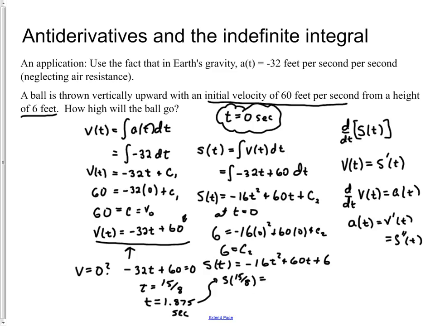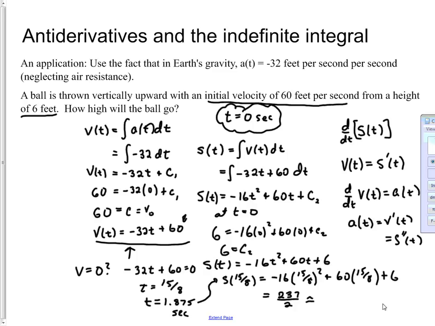So I've done that, and I've worked this one out. By substituting 15/8 into my equation, I found that our ball is going to be as high as 237 divided by 2, or approximately 118.5 feet above the ground. And that's how high our ball is going to go based on our initial conditions.